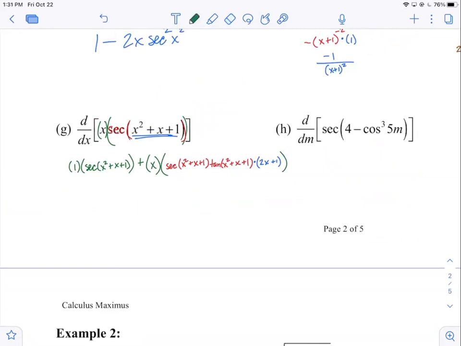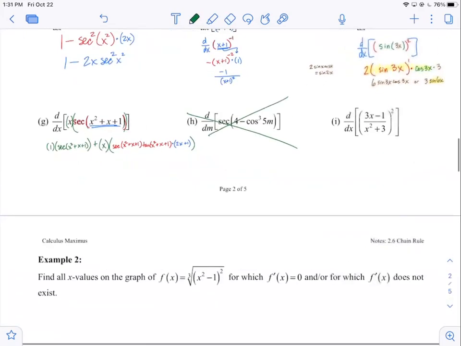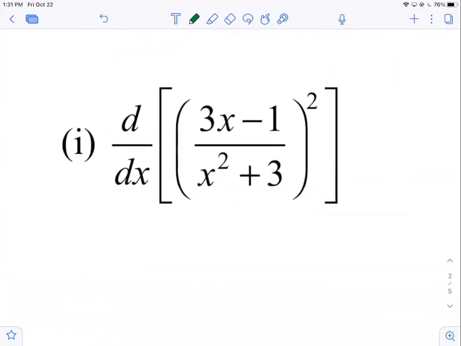I'm going to skip H because I don't even think H is defined, and I don't even like it. It ends up being kind of funky. Let's do this one though. You walk up to this problem, and you're like, "What's up, blob squared?"